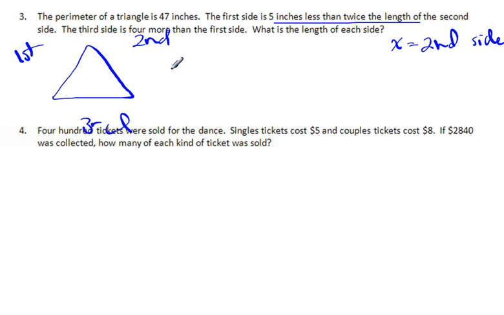5 inches less than twice the second. So 5 less than twice the second. So I'm just going to put X for my second. 2x minus 5 is this side right here, my first side.